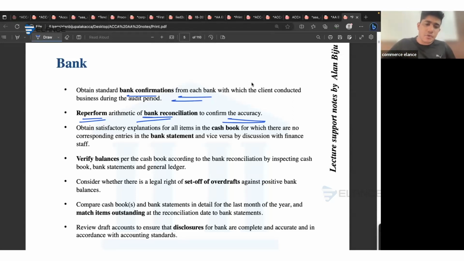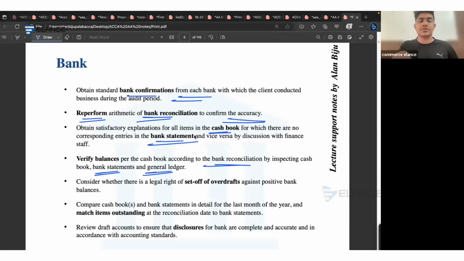Same as that. If you want to verify the balances in the bank reconciliation statement by inspecting the cash book, bank statements and general ledger, there should be a reconciliation which has already been prepared by the client company. So if there is no reconciliation, you cannot do this point as well. Instead, in both cases, what you can do is discuss with the management the reasons why they have not undertaken the bank reconciliation statement, and you can request them to prepare one. Other than that, you cannot do anything else. So in that case, you have to do the same thing. Plus, you can always consider the possibility of cross-checking the cash book to the bank statements or vice versa.